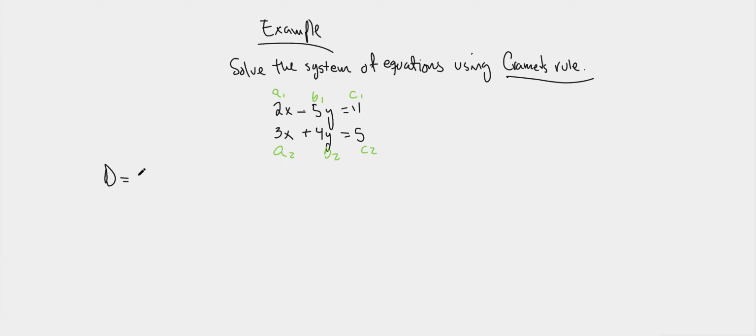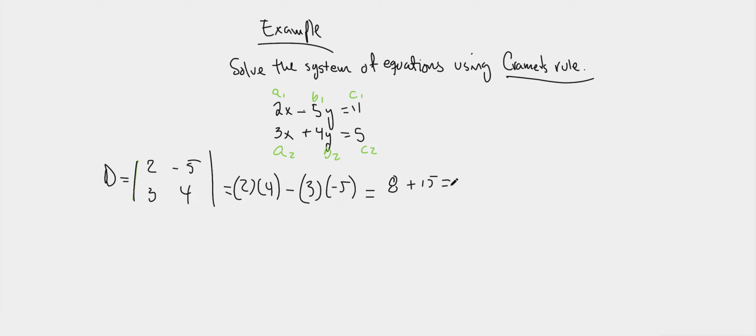So let's continue. The determinant of D is going to be 2, -5, 3, and 4, which is A1, B1, A2, B2. And that's equal to 2 times 4 minus 3 times negative 5. Over here we get 8 plus 15, and that's equal to 23.